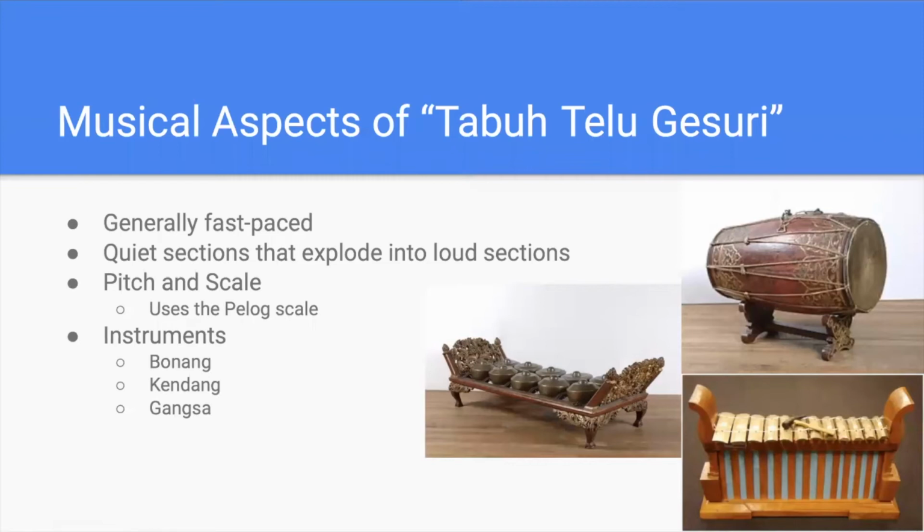So here are some musical aspects about this piece, which is generally fast-paced because it's Balinese gamelan. Then there are quiet sections in the song and they explode into loud sections. And then it uses the Pelog scale, which I mentioned earlier. And there are three different types of instruments that are used in the song. There's the bonang, which are like the bells, the kendang, which is like the drum, and the gangsa, which is like the mallets.